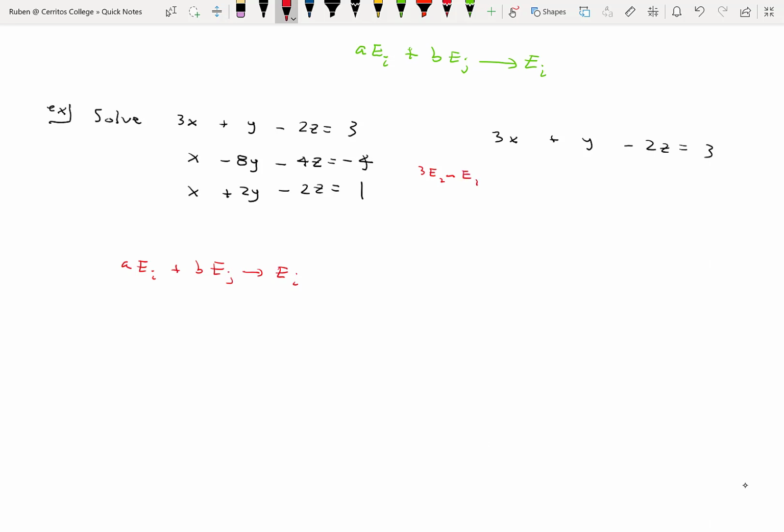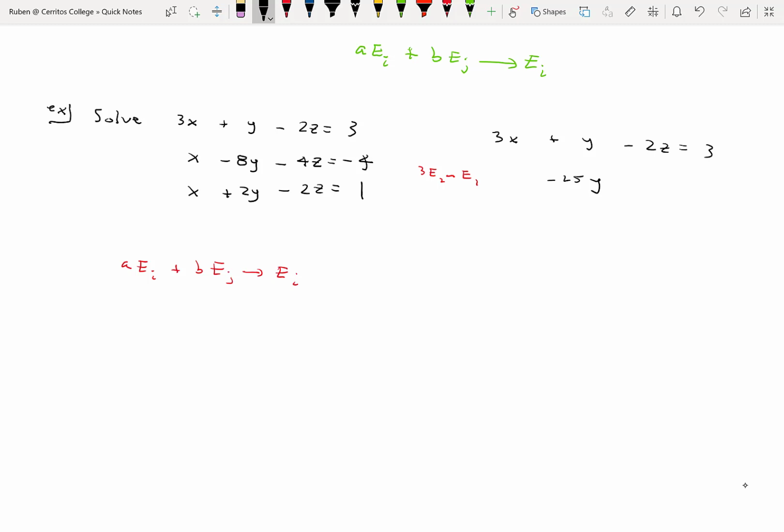So 3 multiplied by the second equation gives me 3x. And if I subtract the 3x in the first equation, I get 0. And I'm going to put that in the position of e2. So I'm going to take 3 times the second equation and subtract the first. So 3 times x is 3x minus 3x is 0. Now I have to do the same thing with the y's and the z's and the constant side. So I'm going to take 3 times negative 8y, which is negative 24y, and subtract y, so that gives me negative 25y.